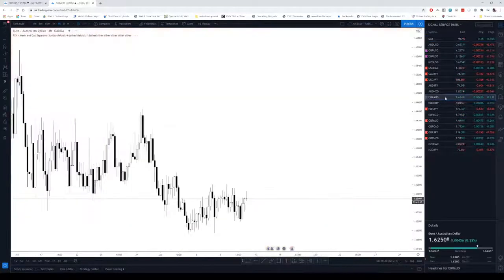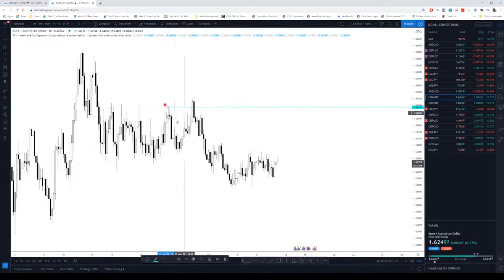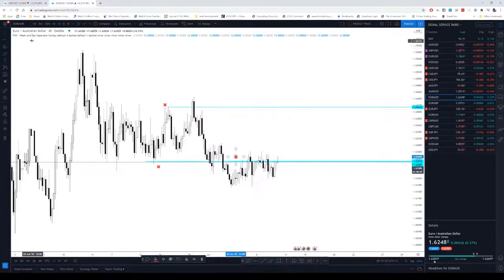Okay, so like I said, this is all it's doing: the liquidity pools, or where people place their stops logically, because that's how everybody has been trained, and that is where price is going to run to and go the opposite direction.